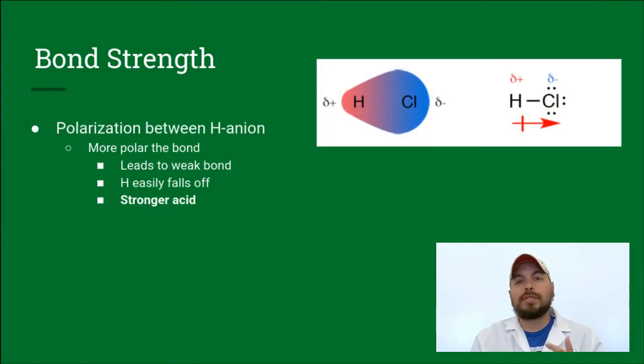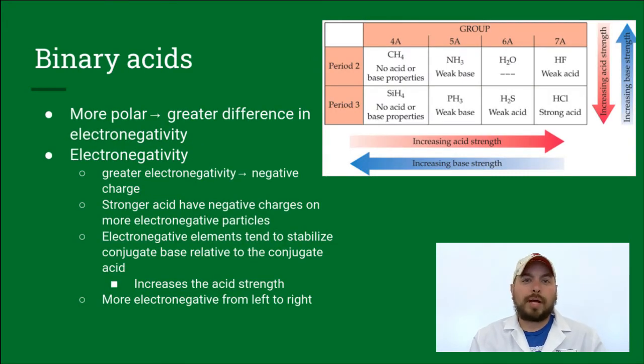The way the polarization of the bond between the hydrogen and the anion affects the strength is that the more polarized that bond becomes, the weaker the bond is, and therefore the stronger the acid becomes. So a more polarized bond between the hydrogen and the anion creates a stronger acid. The way polarized bonds impact the binary acids is by the electronegativity of the anion. As the anion becomes more electronegative, the acid becomes stronger. So if we look left to right on the periodic table, what we see is electronegativity increases. So does the strength of the acids.